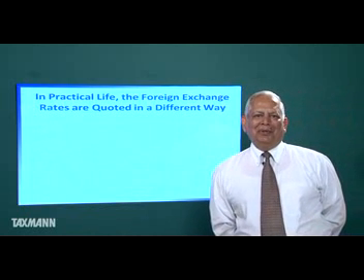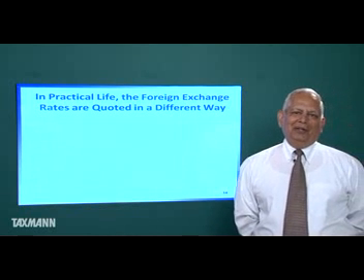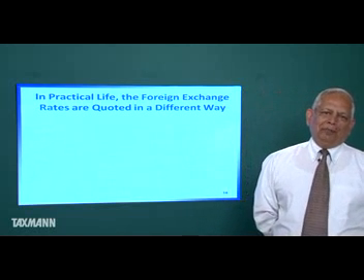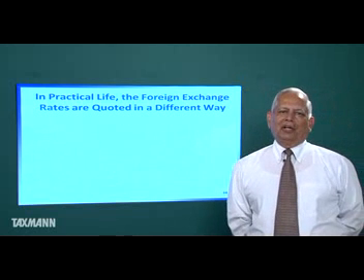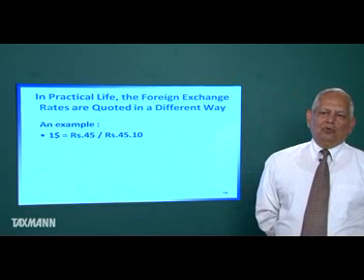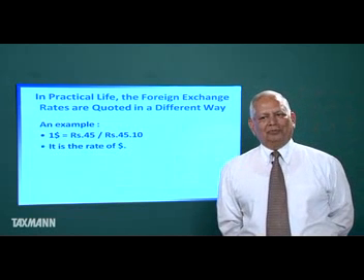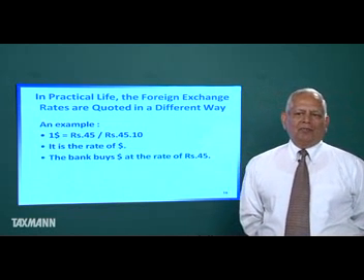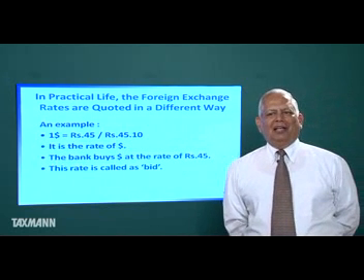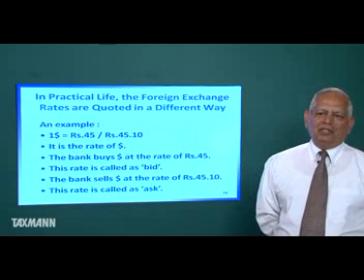Friends, in practical life, foreign exchange rates are quoted in a different way. In practical life, the foreign exchange rates are quoted in the form of bid and ask. For example, $1 is equal to rupees 45, rupees 45.10. It is the rate of dollar. The bank buys dollar at the rate of rupees 45. This rate is called as bid. The bank sells dollar at the rate of rupees 45.10. This rate is called as ask.